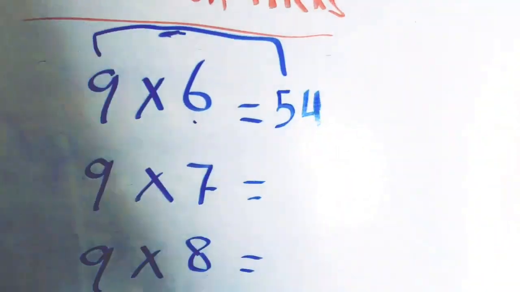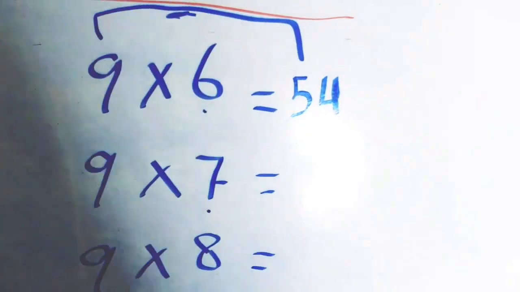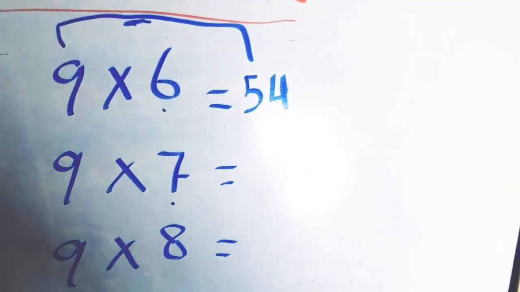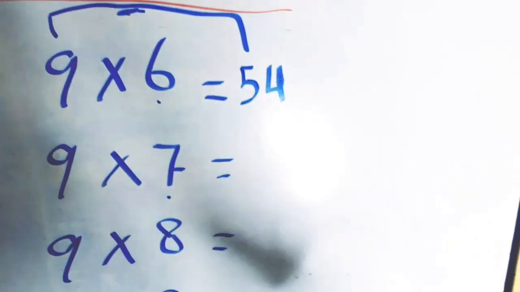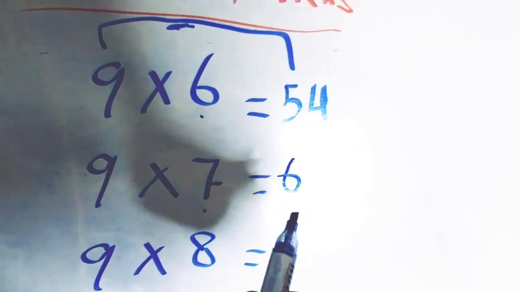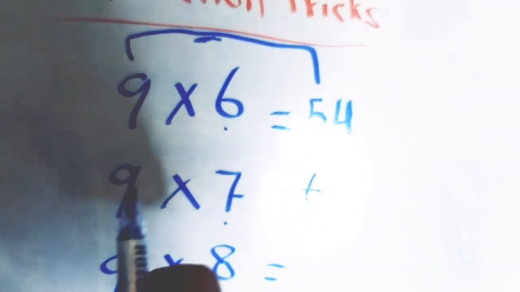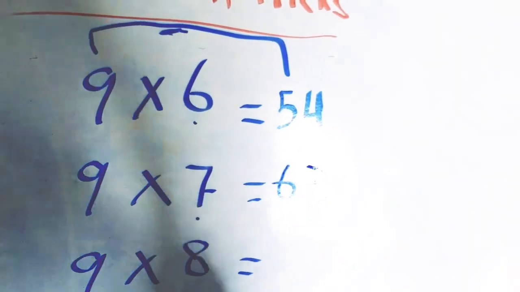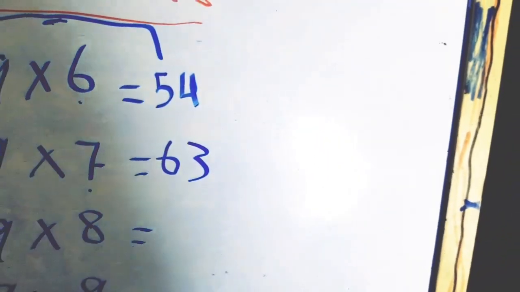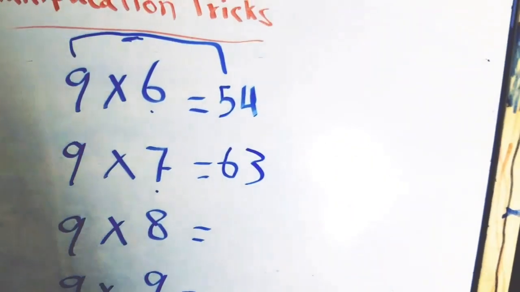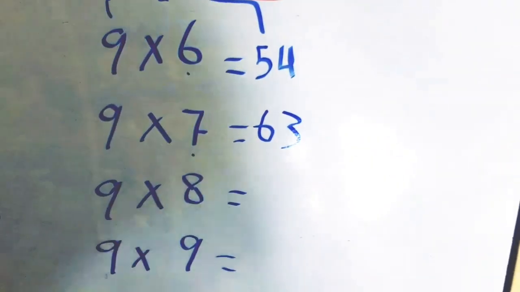9 times 7. Look at 7. Subtract 1 from 7. So we have 6. After that, we subtract 6 from 9. So we say 9 minus 6 equals 3. Of course, 63 is the multiplication product of 9 times 7.